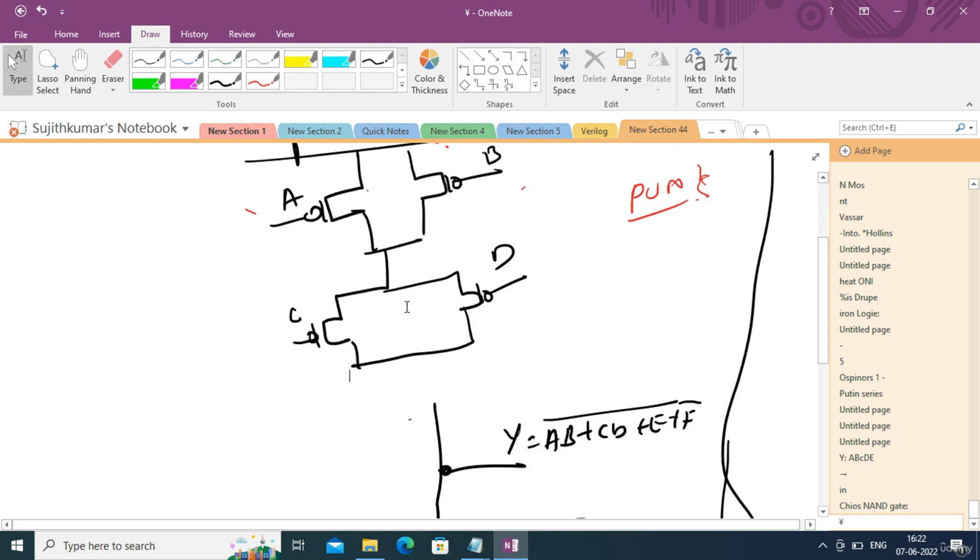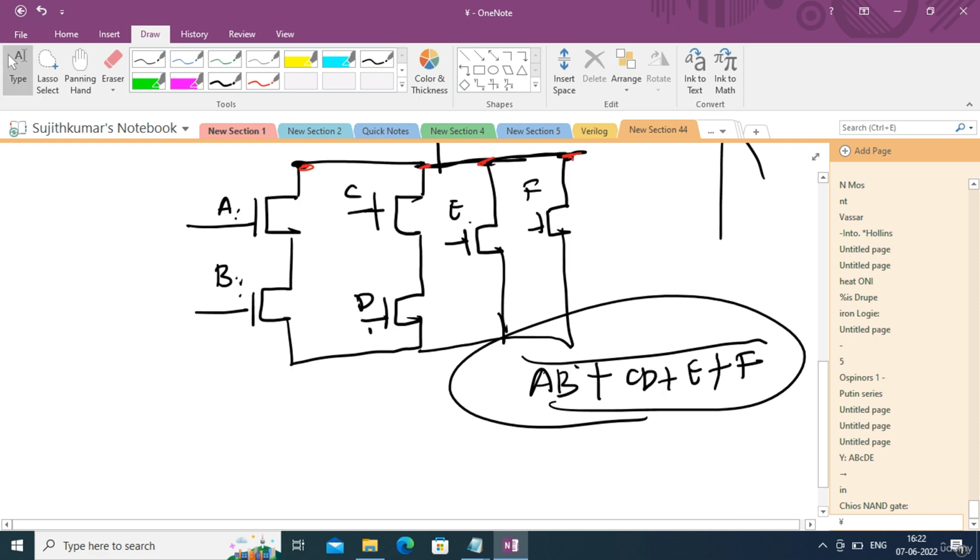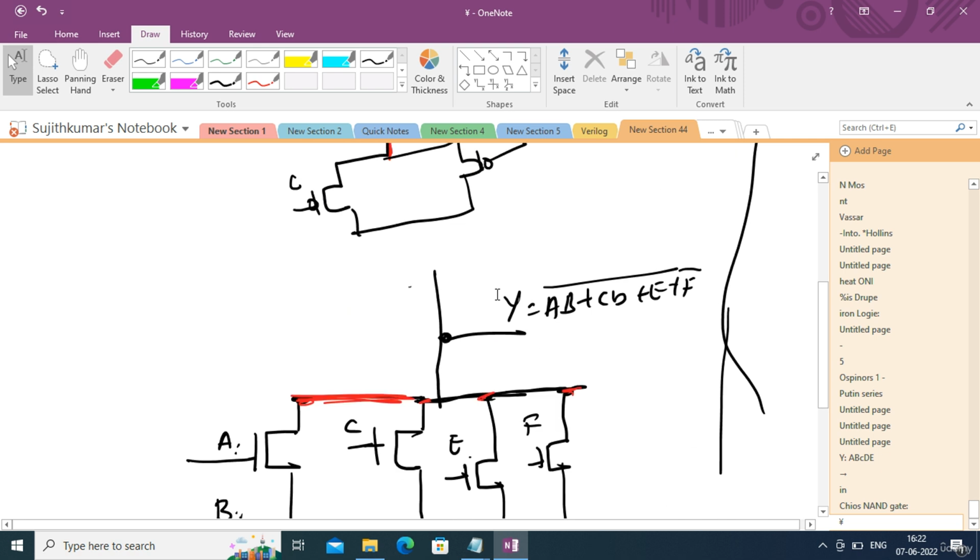And as you can see here, they are in series. That means the combination AB and CD are in series, they are not end to end connected, whereas in the pull down network the combination is in parallel. That's how the duality is achieved.